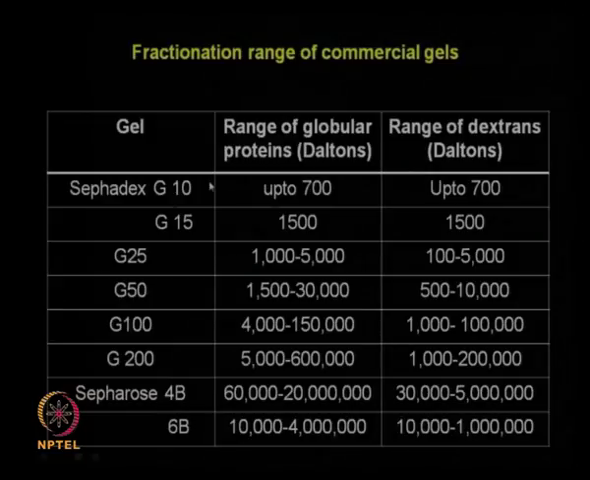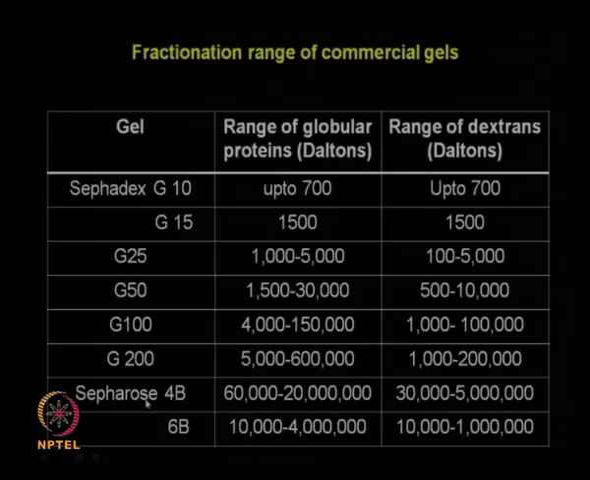So if you take Sephadex G10, up to 700 Daltons globular proteins, we can use it, and if it is dextrans, it can go up to 700 Daltons. If you take another type of Sephadex, that is called G15, we can go up to 1500 Daltons globular proteins. Go to G25, we can work between 1000 and 5000. If you take a G50, it can work for a 1500 to 30,000 Dalton protein. If you go to G100, we can work for 4000 to 150,000 Dalton protein. If you take G200, it can work in the range of 5000 to 600,000 Dalton protein.